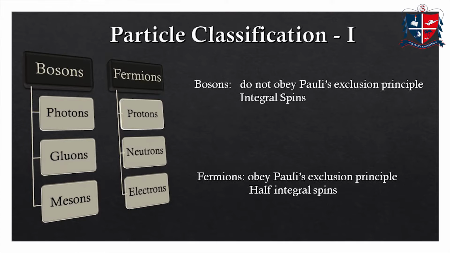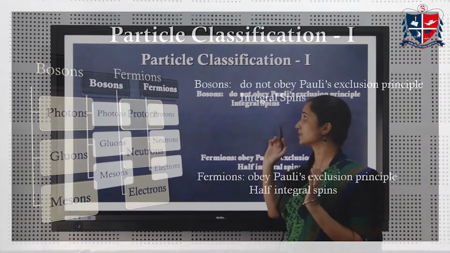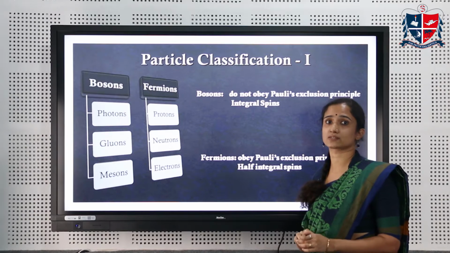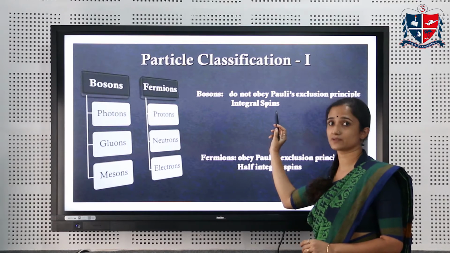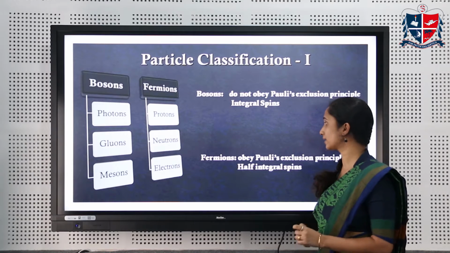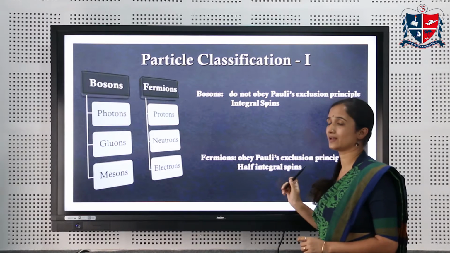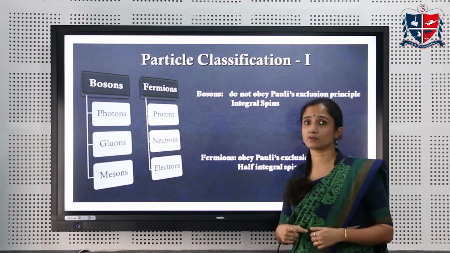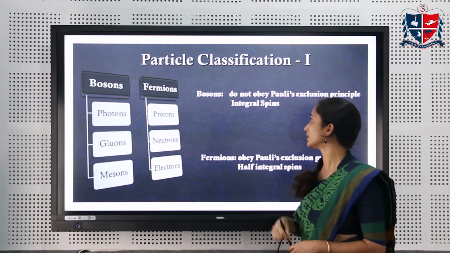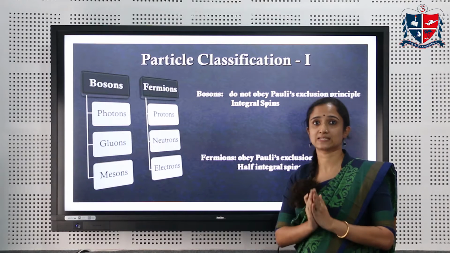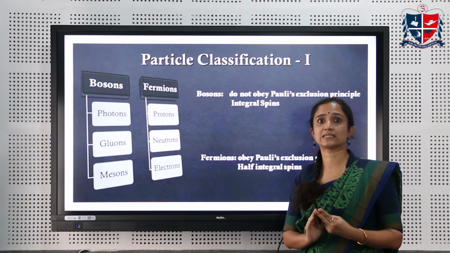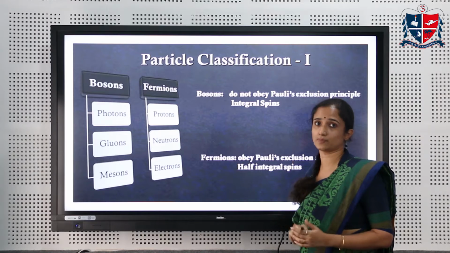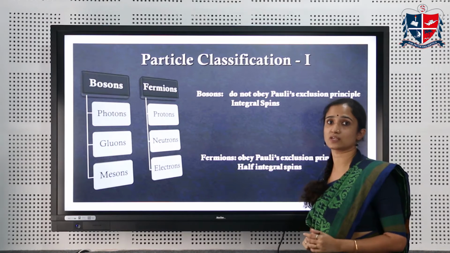So first, let's see one basic classification of particles. They are bosons and fermions. Bosons are particles which do not obey Pauli's exclusion principle and they have integral spins, whereas fermions are subatomic particles which obey Pauli's exclusion principle and they have half integral spin. Now, what is Pauli's exclusion principle? We might remember from our earlier classes that it is a law which prohibits the existence of 2 particles simultaneously in a single quantum state. So, bosons are those particles that do not obey this principle, whereas fermions have to obey Pauli's exclusion principle.